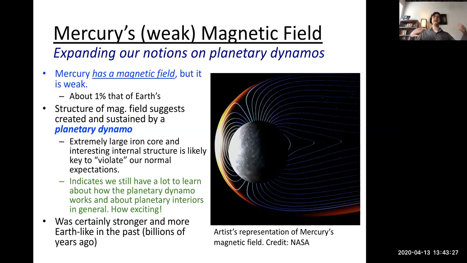Now, if you rewind in time, this magnetic field would be stronger the further you go back into the past, because you would have had a hotter planet with a thicker liquid molten layer.